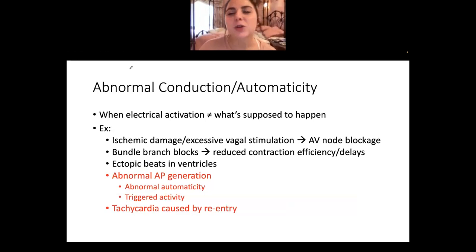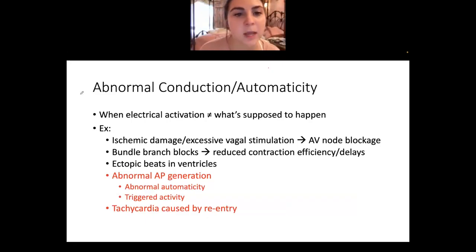So back to this. I do think, now that I think about it, Scally asked a question about after depolarization. So I did want to keep that in here and talk about that. So abnormal conduction, automaticity, again, the basis of arrhythmias. What does it mean to have abnormal conduction? Your electrical activation is not what's supposed to happen, like the SA node going to the AV node to the bundle of His. It's not beautiful and happening nicely.